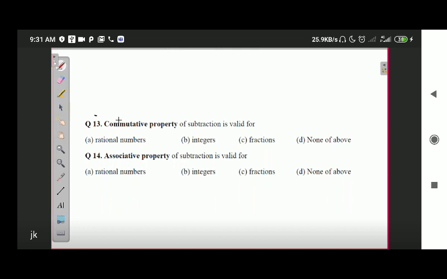Question number 13: the commutative property of subtraction is valid for none of the numbers. For any type of numbers, the commutative property in subtraction is not applicable. Similarly, the associative property for subtraction is not possible for any type of number. Not for rational, not for integer, not for fraction, not for any real number, not for any imaginary number.